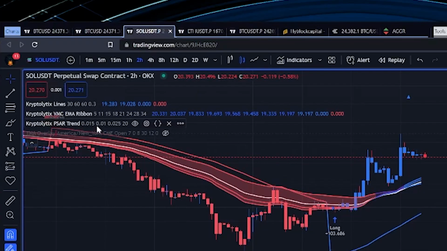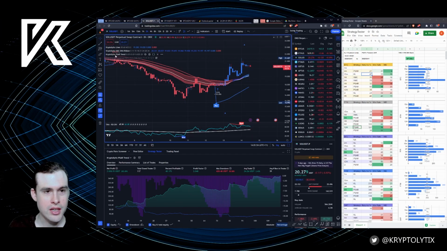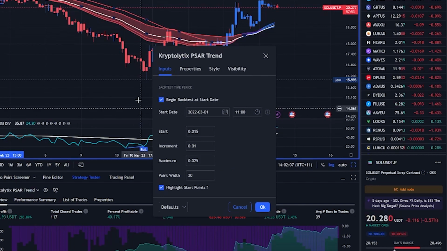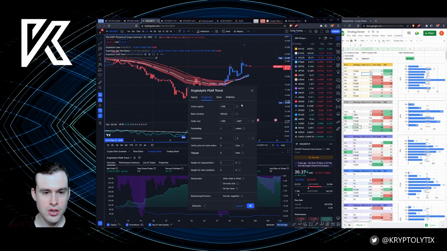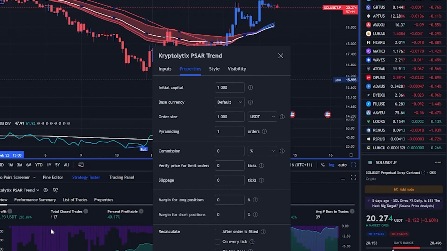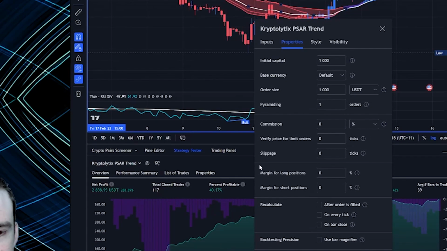So we've got a PSAR trend, which is modified. So if you look at the normal PSAR, you'll find that this triggers differently. This is way better for crypto, in my opinion, these settings. And also I've added things like the beginning backtest range. So I'm backtesting basically to the start of the bear market, which is back in March. And I'm just going off a $1,000 account, but we're working on percentages for this.